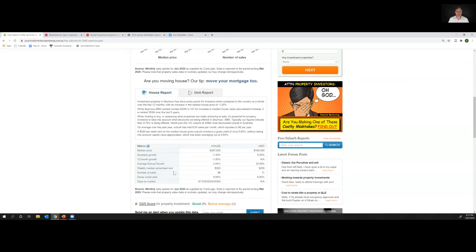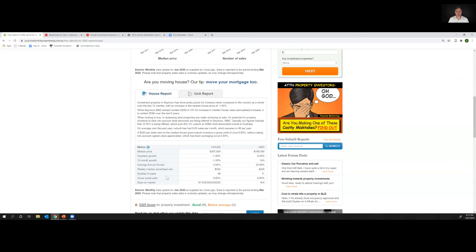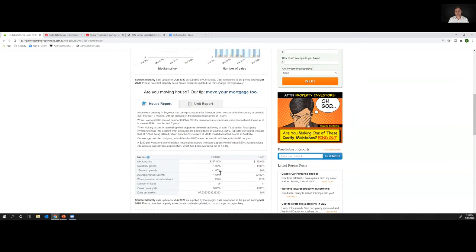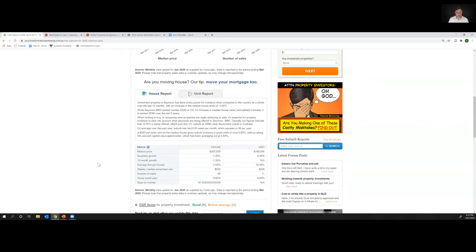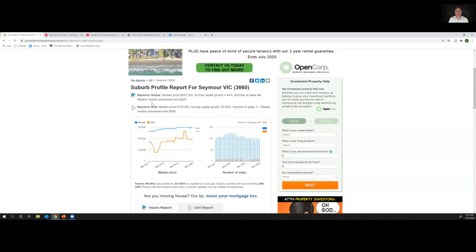On that, we also get an idea of the number of sales being 96, or up here, or here, the number of sales being 96. We also get a median price, rental price is 320, or if you have a look up here, median advertised price is 320. Okay, then we want to look at realestate.com.au.